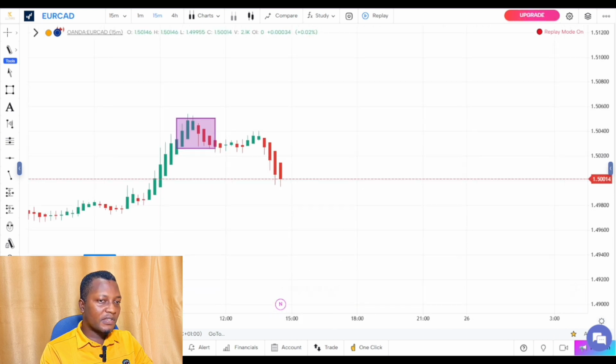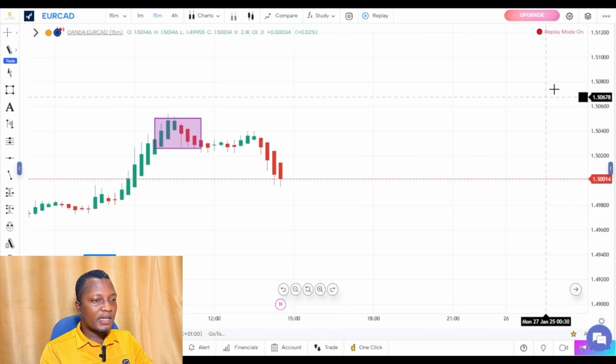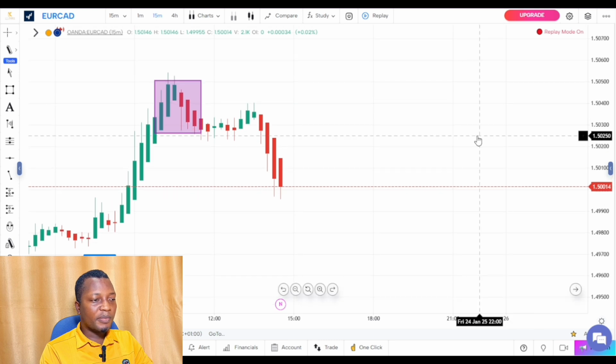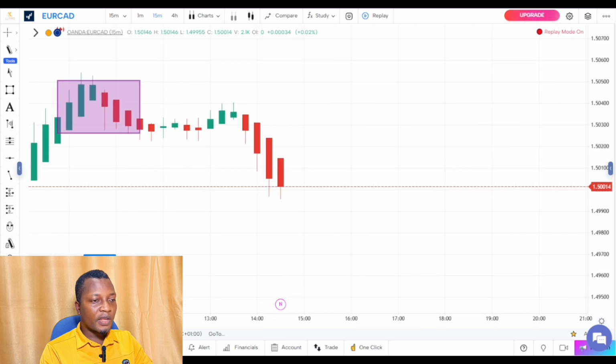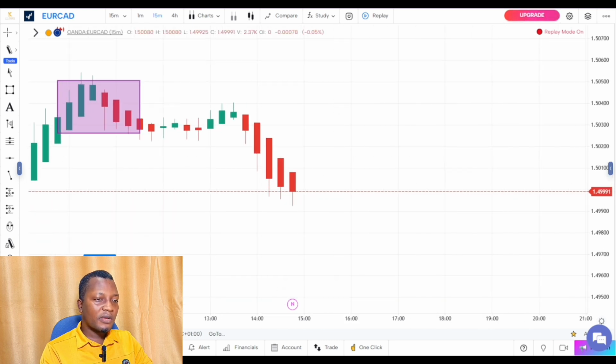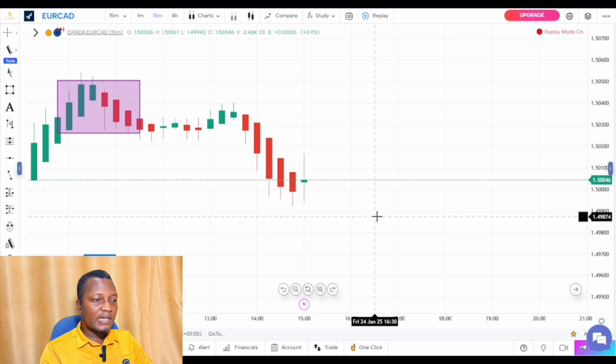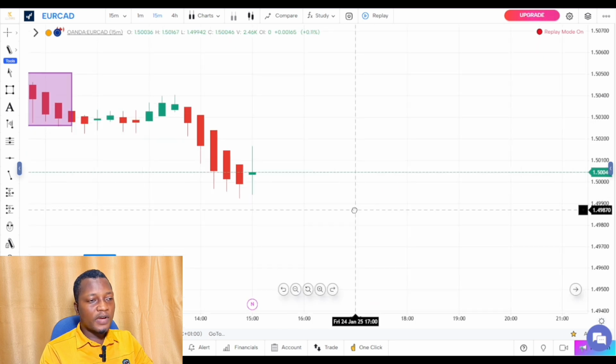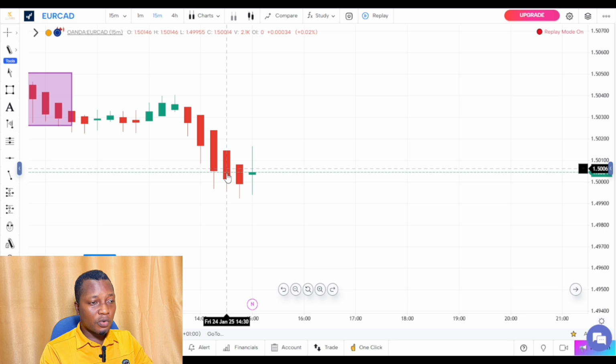Right now we have the sellers taking over the market, and then let's see if we are going to be having the buyers coming in. Very good. Now we have an indecision candle in the market telling us that the activities of the sellers are quite over, and we're having quite a little bit of a struggle in the market, and the buyers are trying to take over.